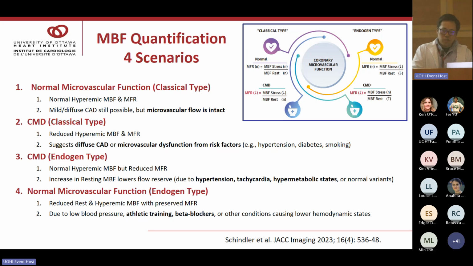So this is potentially due to hypertension, tachycardia, or hypermetabolic status, or normal variant. And number four, lower than normal resting and hyperemic flows with preserved MFR. So this is usually linked to a lower hemodynamic state, like athletes or beta blocker use.